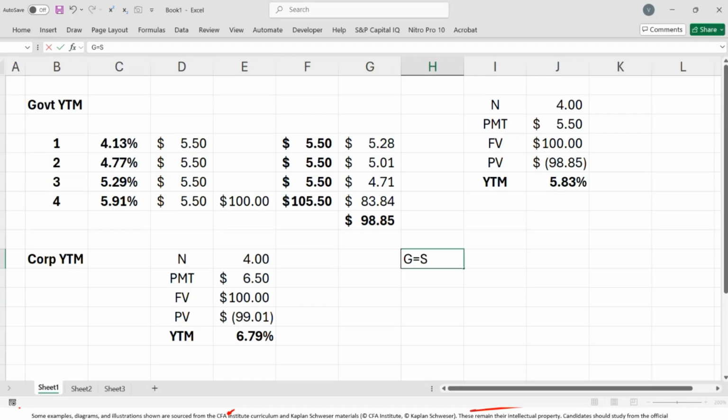And G spread therefore should be the subtraction of the two YTMs. Corporate YTM minus the government YTM. You're going to take 6.79 minus the 5.83 number. The G spread is 0.96%.